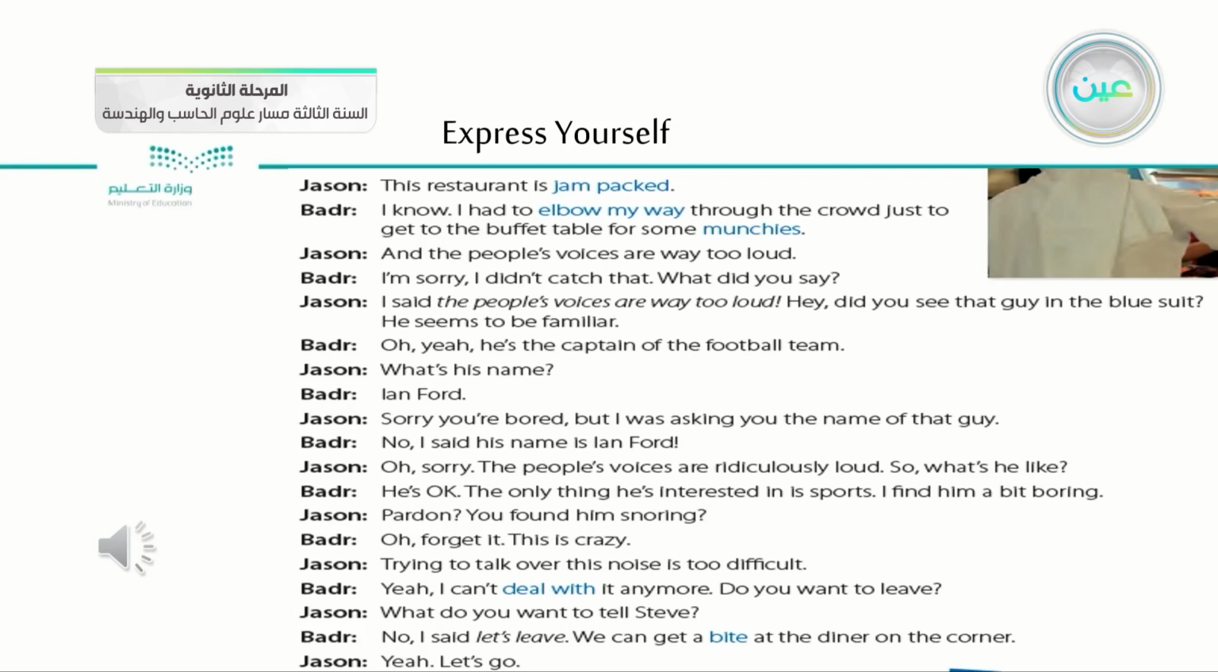Hey, did you see that guy in the blue suit? He seems to be familiar. Oh, yeah, he's the captain of the football team. What's his name? Ian Ford. Sorry you're bored, but I was asking you the name of that guy. No, I said his name is Ian Ford. Oh, sorry. The people's voices are ridiculously loud.